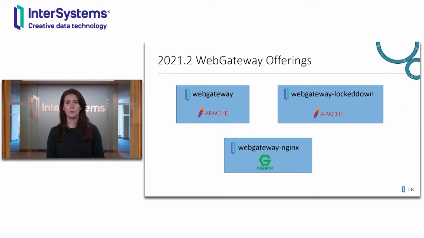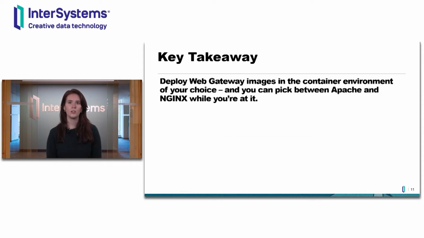All of these images can be configured at startup with the settings I outlined on the last slide and are supported by IKO and ICM and will be seamless to use in your manual deployments as well. So, if you're in a container environment, it's time to check out the Web Gateway. Now let's take a look at how you deploy these images in Kubernetes with IKO, the InterSystems Kubernetes operator.